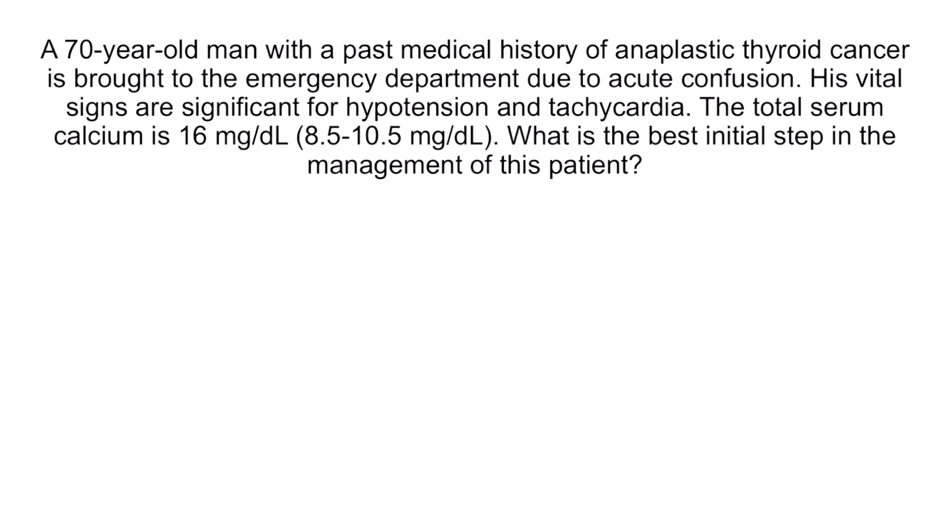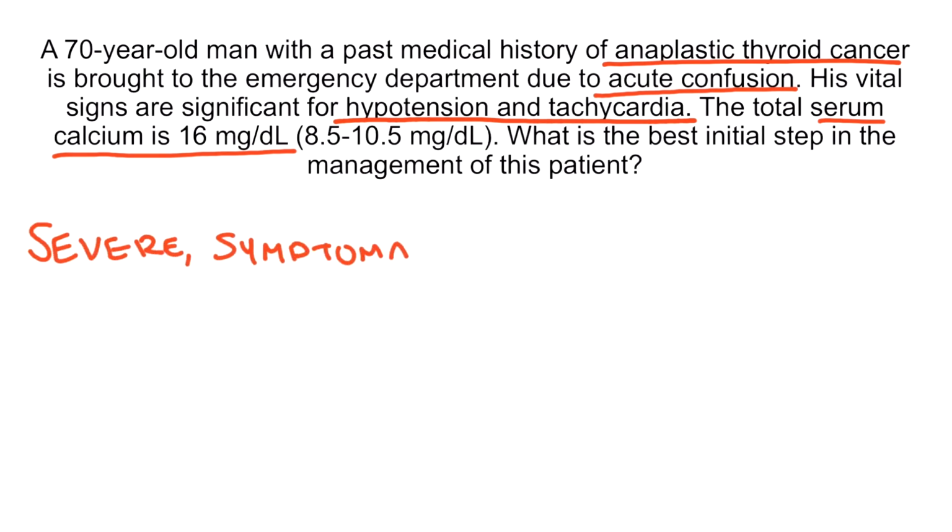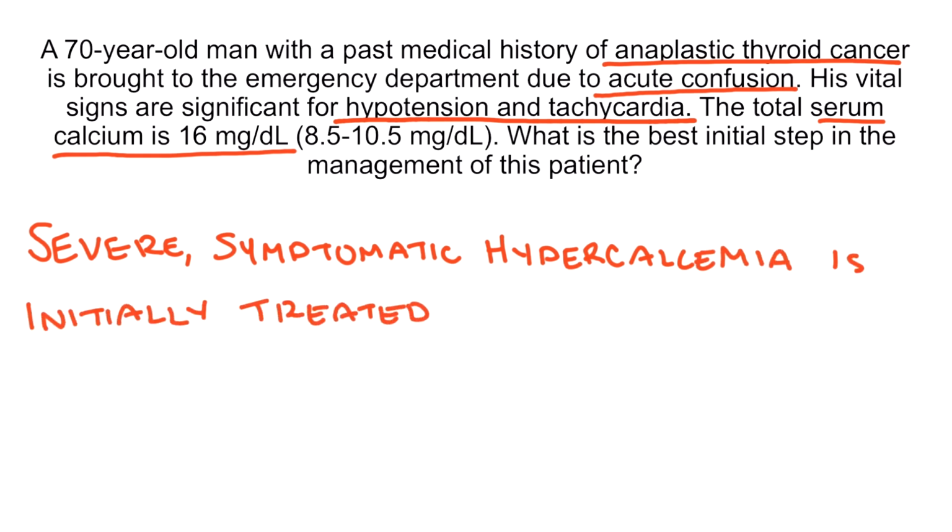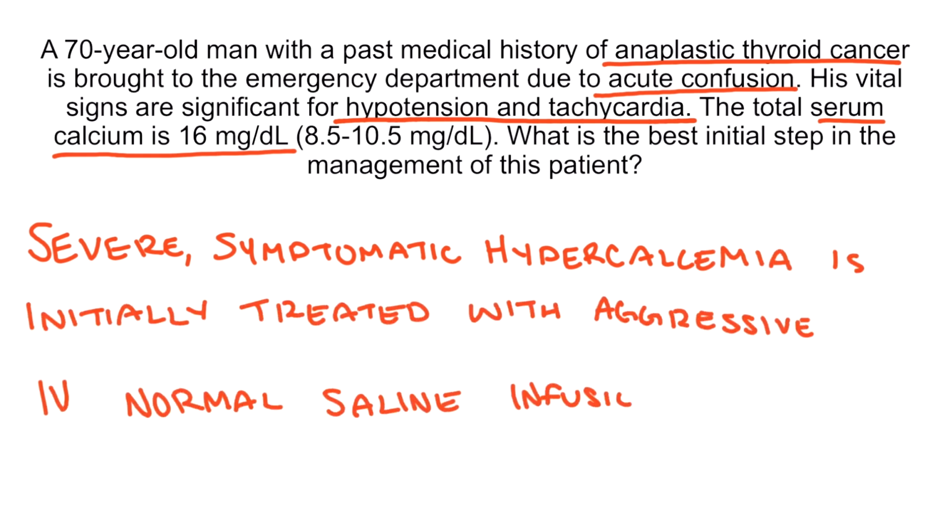This patient with past medical history of anaplastic thyroid cancer presents with acute confusion. His vital signs are significant for hypotension and tachycardia. The total serum calcium is 16 milligrams per deciliter. All these findings are consistent with the diagnosis of hypercalcemia of malignancy. Anaplastic thyroid cancer likely metastasized to his bones and caused osteolytic lesions, releasing calcium into the blood. The best initial step in the management of a patient with severe symptomatic hypercalcemia is aggressive intravenous normal saline infusion.